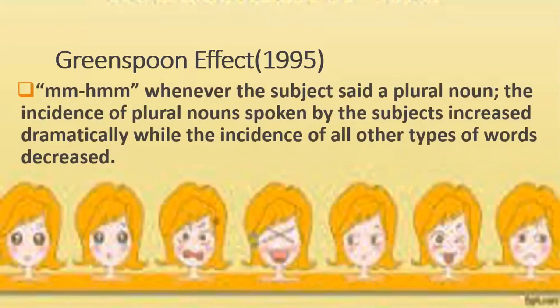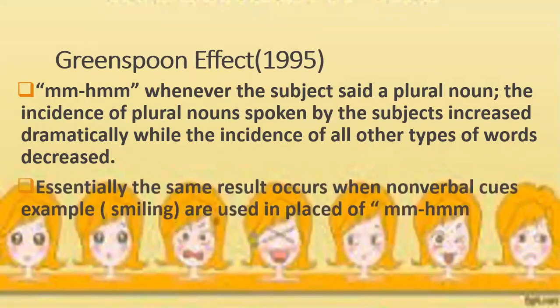Whenever the subject said a plural noun, the incidence of plural nouns spoken by the subjects increased dramatically, while the incidence of all other types of words decreased. Essentially, the same result occurs with nonverbal cues. Example, smiling is used in place of this word.